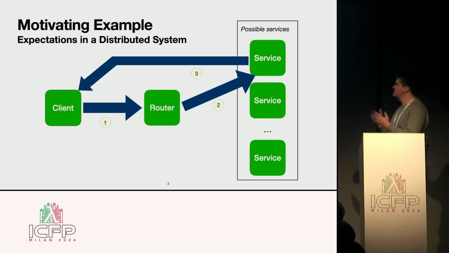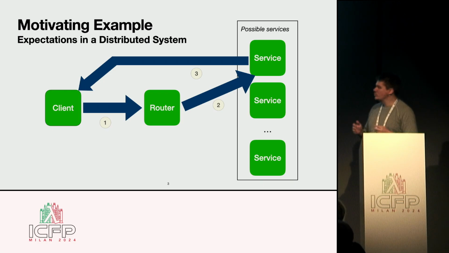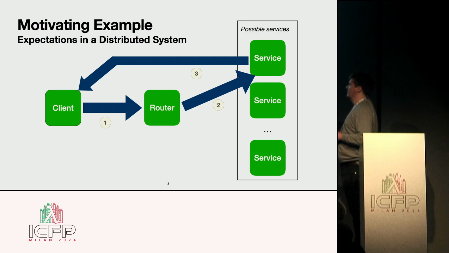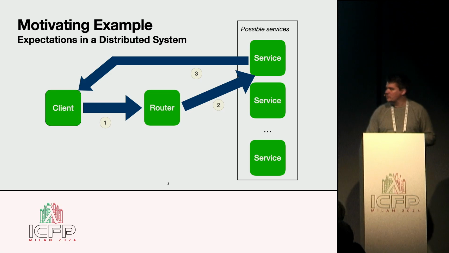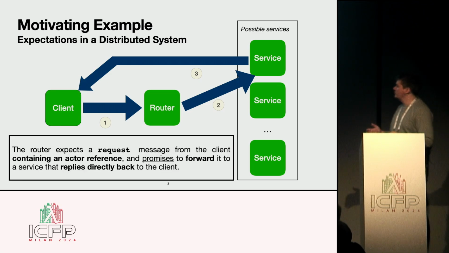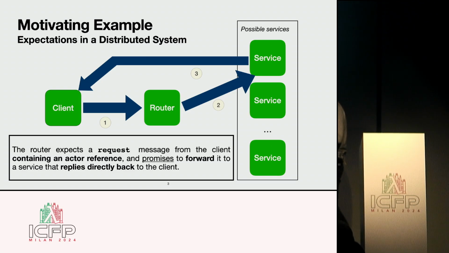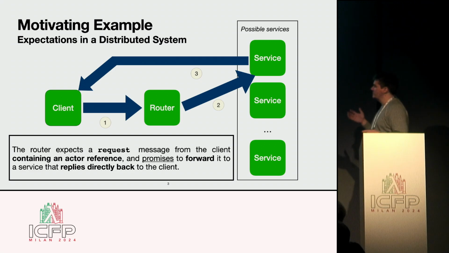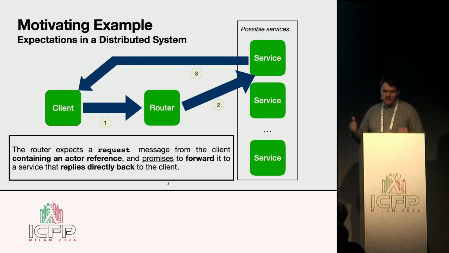So even though this system looks kind of simple, it's still quite difficult to implement because every part of the application has to do exactly the right thing. And if we look only at the expectations of the router itself, the router expects that it gets some request message from the client, and then it says that it will forward it to a service, which then will directly reply back to the client with a reply message.